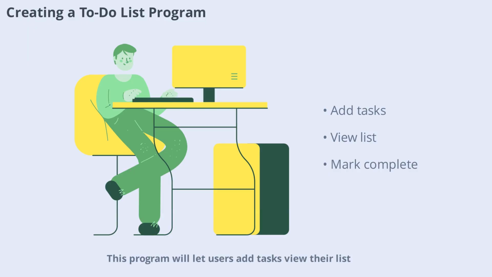Let's build a simple to-do list program using lists and loops. This program will let users add tasks, view their list, and mark tasks as complete. It's a practical example that combines many of the concepts we've covered so far. Follow along as we create this useful tool step by step.